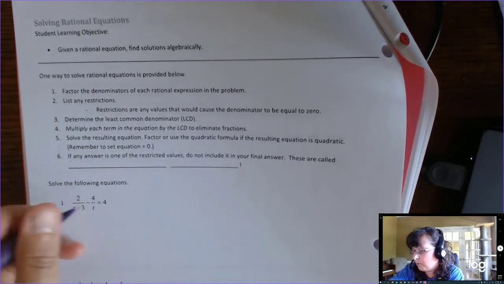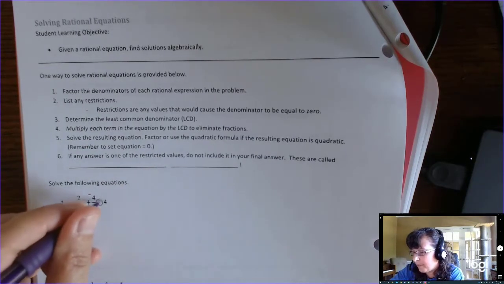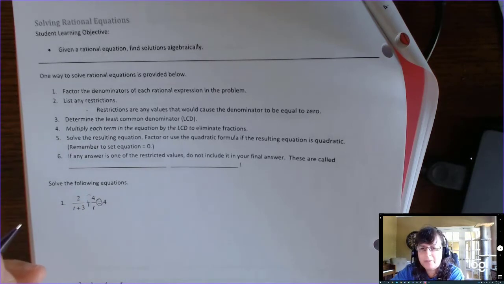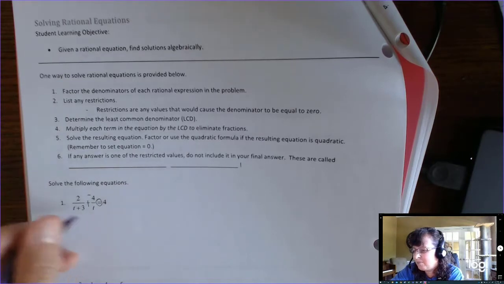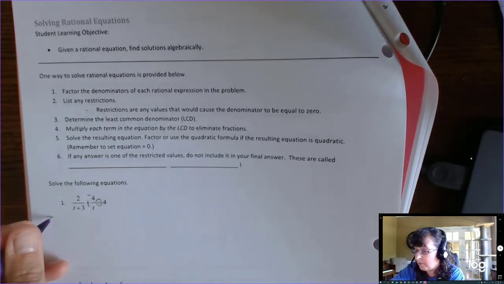So if I do number 1, remember Miss Mills saying that: the power of the equal sign. You can do more with an equal sign. I can multiply through and get rid of these fractions. So I'm going to multiply by the LCD.